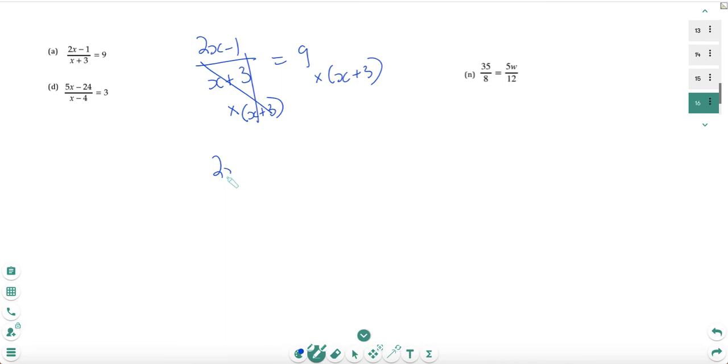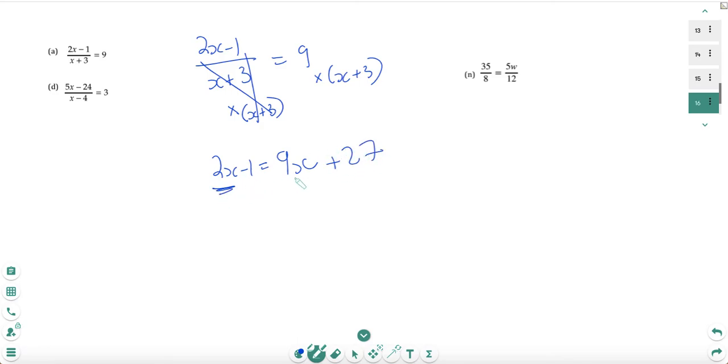We're left with 2x minus 1 equals, do I multiply 9 by x, 9 by 3, or 9 by both terms? Well, we're going to times 9 by both terms. So 9 times x is 9x. And 9 times positive 3 is positive 27.